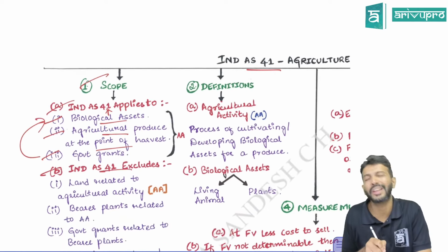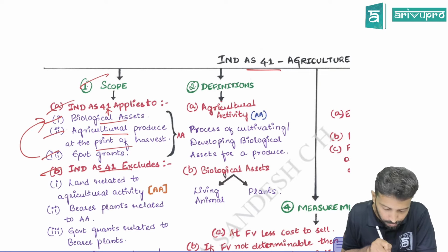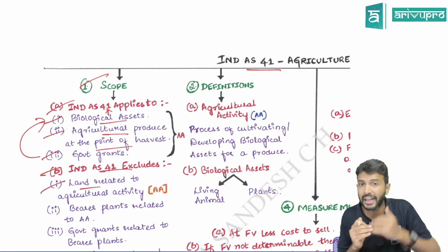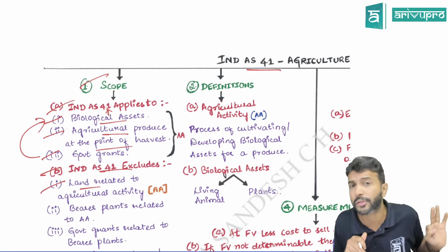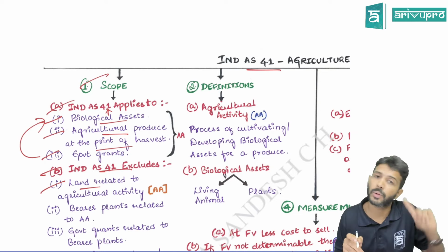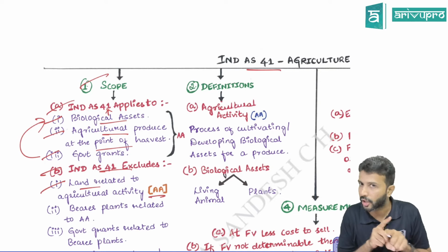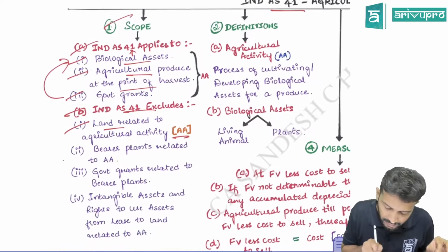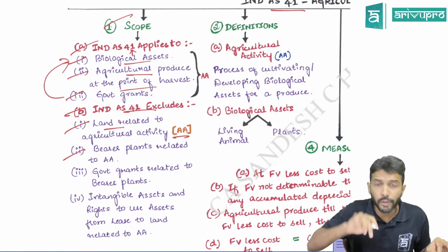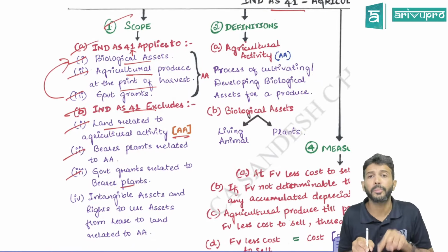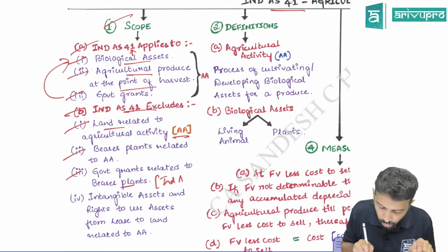But however, for few things, Ind AS 41 is not applicable. 1. If you are using any tangible assets like land for agricultural activity, or a tractor for agricultural activity, those tangible assets will be accounted as per Ind AS 16 itself. They are not accounted here. Then bearer plant as per Ind AS 16 again.